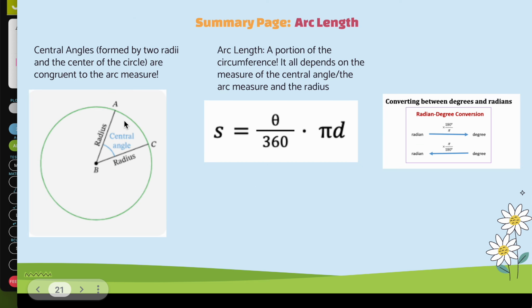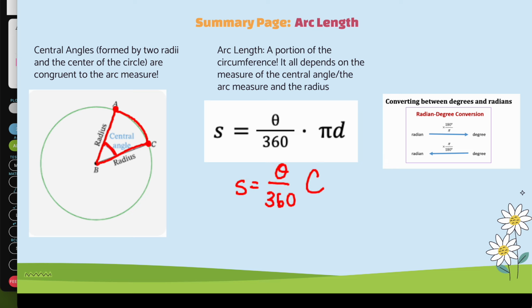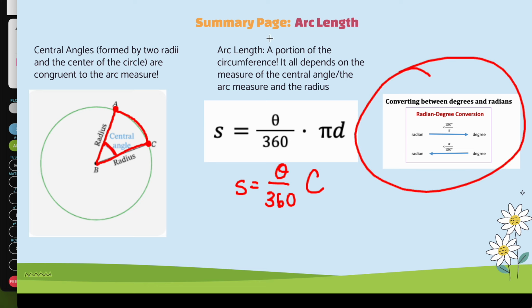So this is just a summary page. So we have central angles are formed by the two radii and the center of the circle, depending on the arc that we're talking about, right? So if we're talking about arc AC, we can find that arc measure by making those radii and figuring out the measure of this central angle here. We also have arc length, that's a portion of our circumference, and that depends on our central angle. It's how much of the circumference are we going. So we have this formula we can use. You also might see it as theta over 360 times c, which is kind of what we were doing in that first example. And then you guys have this chart of converting between degrees and radians.